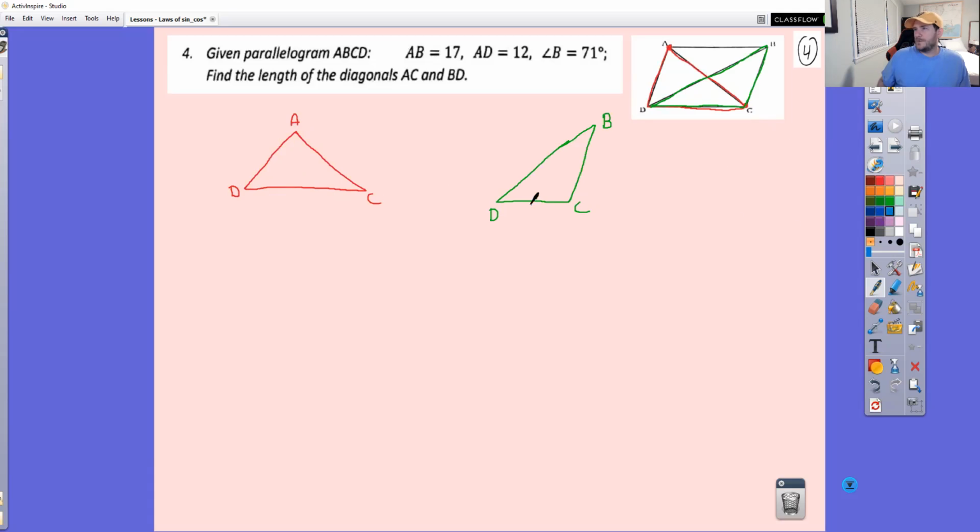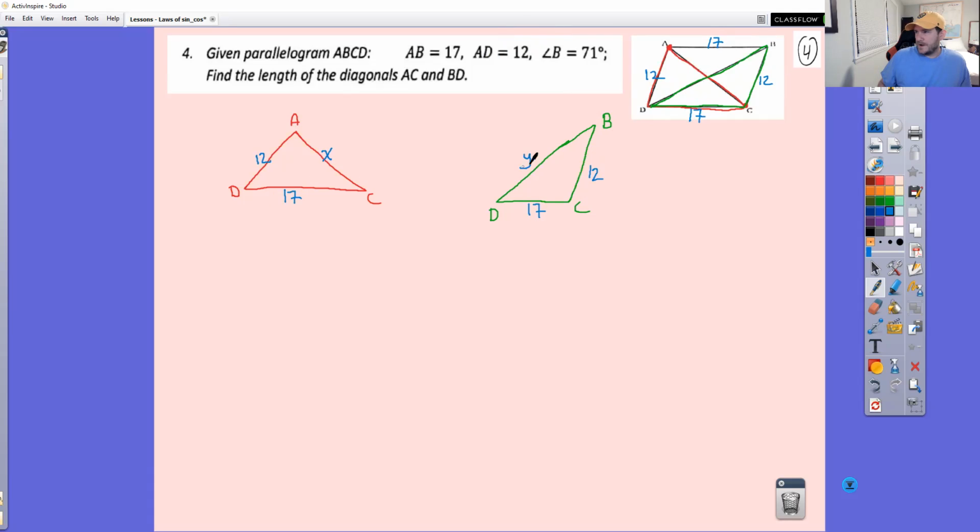So we know that in this triangle, we're trying to solve for AC. I'll call it X. We were given that AB is 17. Well, AB is up here, but of course in parallelograms, the opposite sides are the same. So if that's 17, this is 17. So we can label DC down here as 17 and over here as 17. We were told AD is 12. So that means this is 12 and this is 12. So AD in this triangle is 12, but BC in this triangle is also 12. And in the green triangle, we're trying to solve for that diagonal BD.